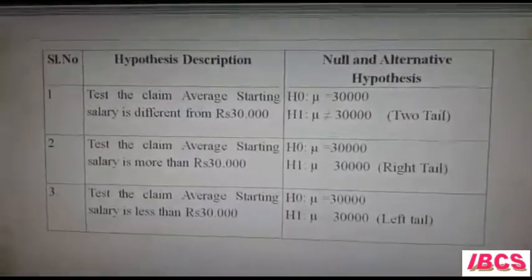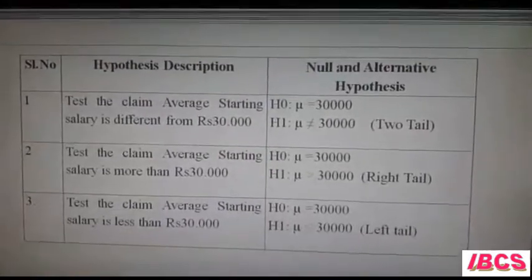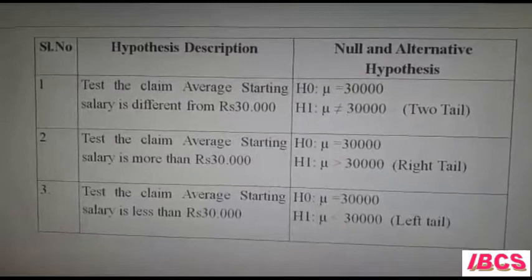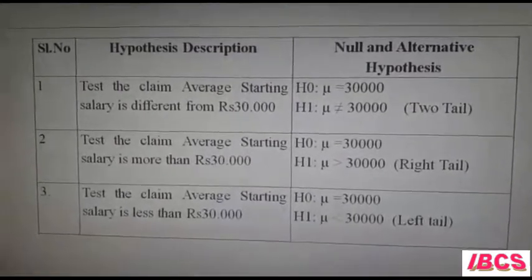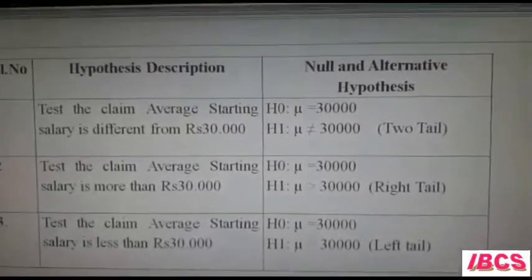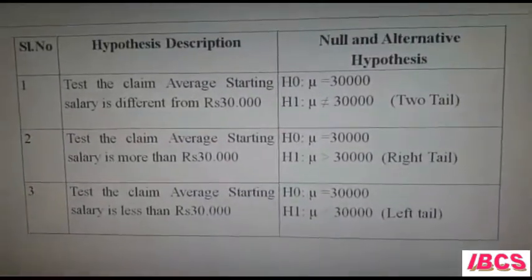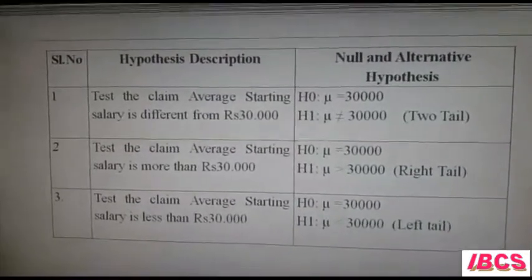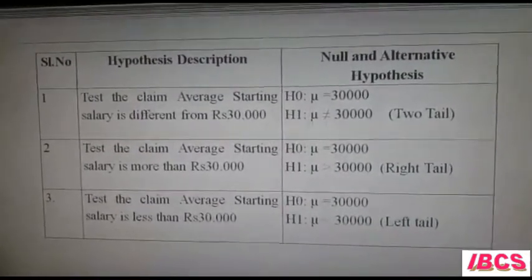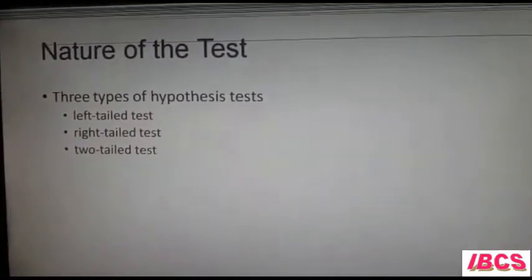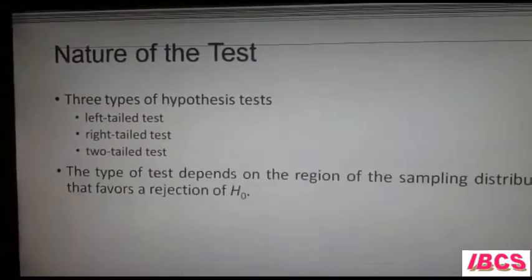So this is how the hypothesis description can be done, and how we can formulate the null hypothesis and alternative hypothesis, where mu represents the population mean. Here we can have two tail, we can have one tail, and it can be right tail if the alternative is greater than, and if less than, that is left tail. So, three types of hypothesis tests: left tail test, right tail test, and two tail test.